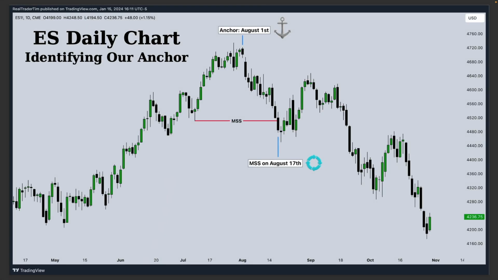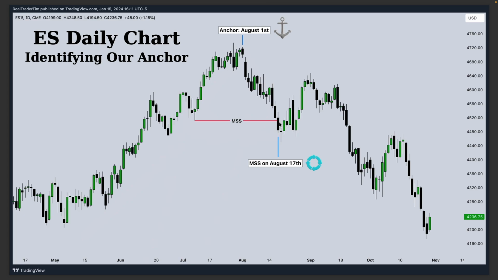So now let's get into the charts, and we can see here we are on the daily chart on the S&P. So number one, we need to identify our anchor. Based off of what we just discussed, we want to look for a market structure shift, right? We've been so bullish this whole way up, so we want to look for a market structure shift to the downside. That's this swing low, but when is that market structure shift occurring? On August 17th. Right? So step one and step two from the previous slide are complete.